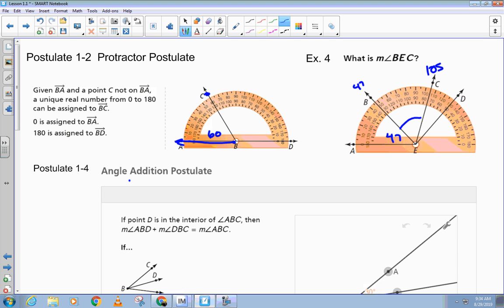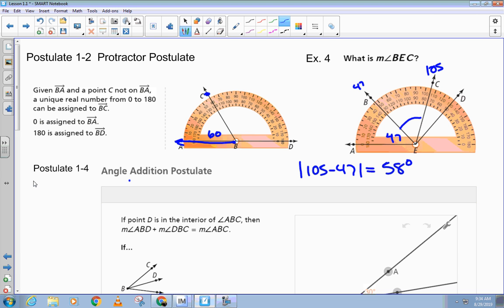What do you think I'm going to have to do? I'm going to have to subtract and take the absolute value. So the absolute value is 105 minus 47. What's that? What? 58? So it works kind of like the ruler.